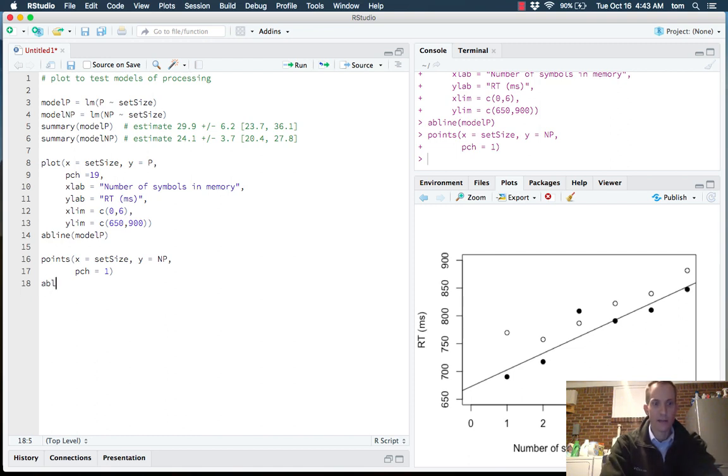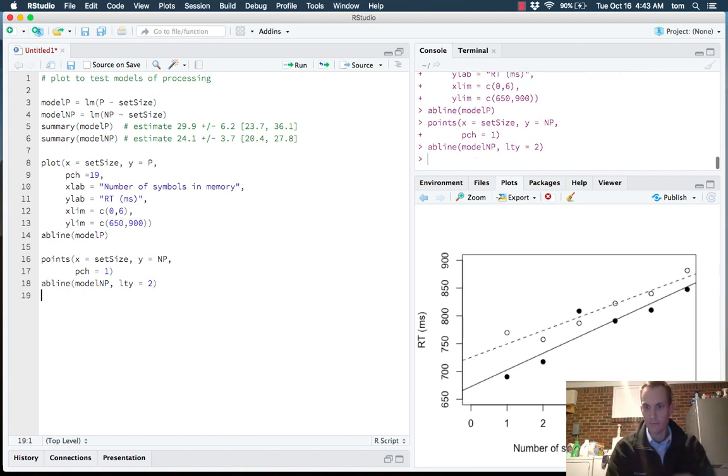And let's fit the line through there. We'll do abline model NP. But if we do that, it's going to give us another solid line, and I'd like a dashed line. So the way we do this is after we put in model NP, we put in an LTY. LTY is line type. And we'll just set line type equal to 2. Line type equal 2 gives us a nice dashed line. Let's execute line 18, see what we get. So there's what we get. We get a dashed line that doesn't look exactly parallel to the solid line, but it does look similar.